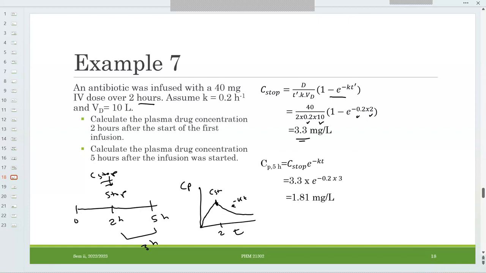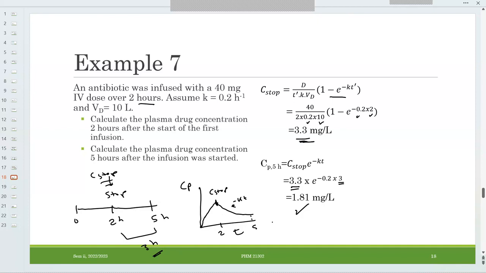So this is the C stop. And here we want to determine the concentration at 5 hours. We determine it by the same equation. This Cp at 5 hours is the C stop multiplied by the elimination fraction, but the time here is not 5 hours. The time here is the time between C stop and the random level that we want to calculate. So it is 3 hours as we mentioned. So we multiply this level, 3.3, by the exponent of negative K times 3 hours.